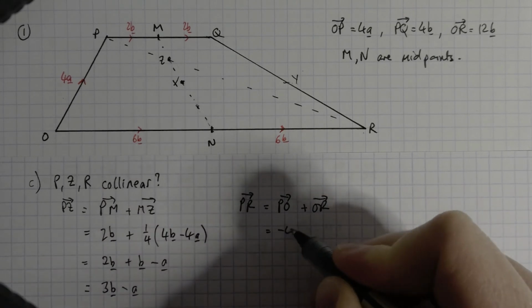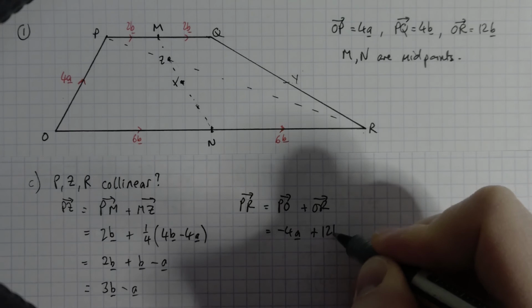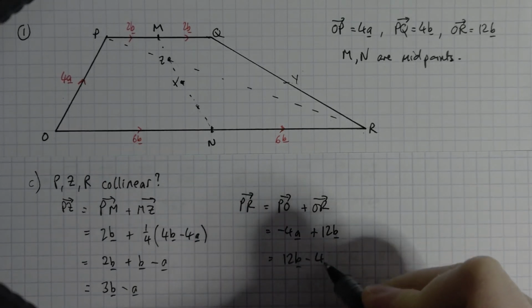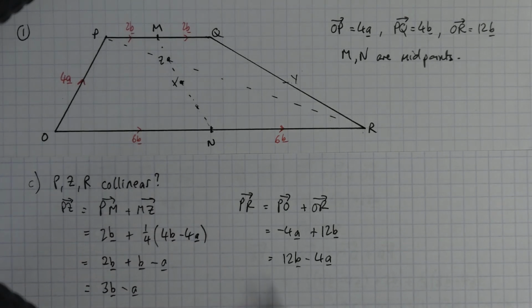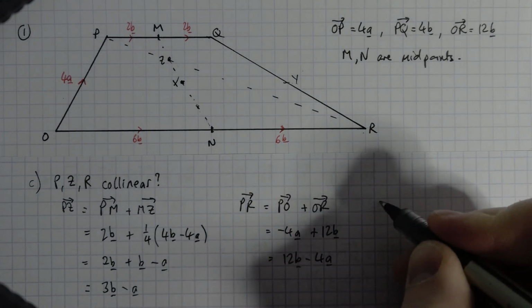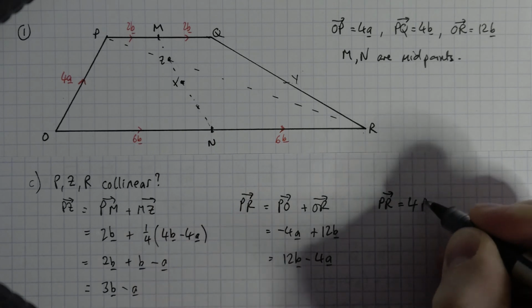P to O, minus 4A. I'm going backwards along A. That's 12 B's. I think I prefer that the other way around. I'd rather have that as 12B minus 4A. Oh, look at that. This one here is 4 times bigger than this one here. Right, if you times this one by 4, you get this one. Or alternatively, this one's 1/4 of the size of this one. So I'm going to say now then that PR is just 4 lots of PZ.